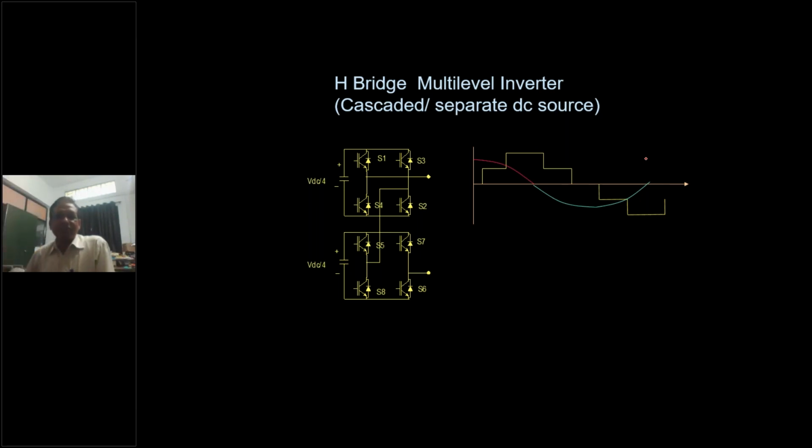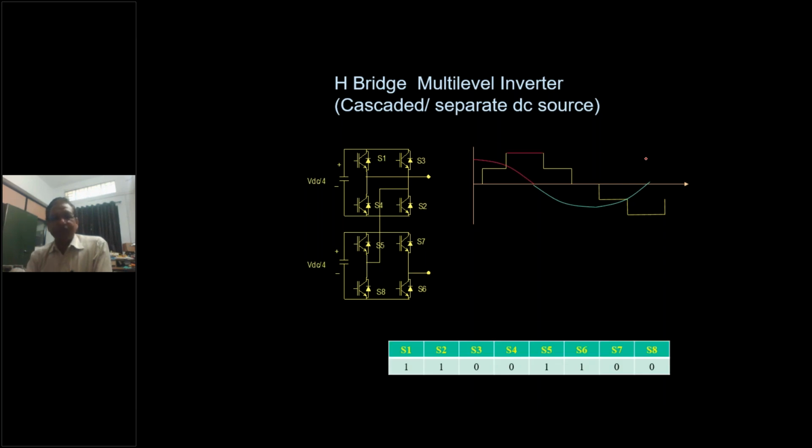Now in the H-bridge, what we do is turn the switches on like this. See here, this VDC by 4 and this VDC by 4 are going in the upward direction. Remember this. So the total voltage is half VDC. The switching path is given, here I have written 1100. That is the switch numbers. So if we turn particular switches on, we get VDC by 4 plus VDC by 4, which is half VDC.